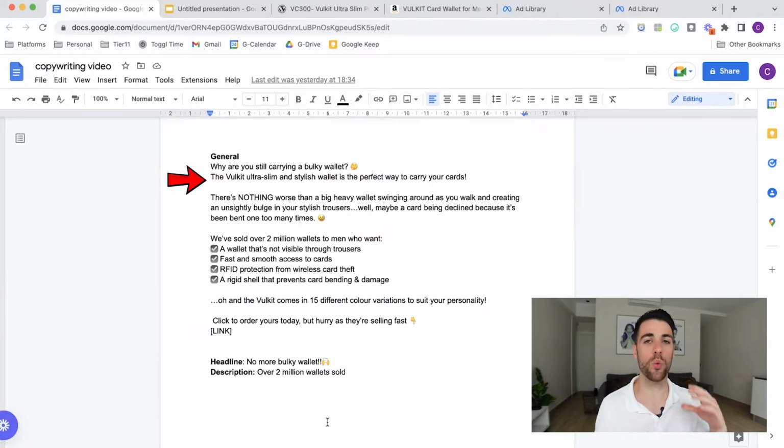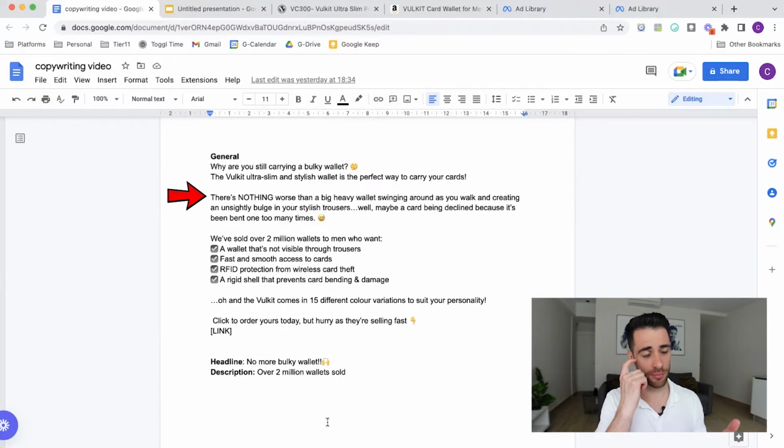So there's the what. What are we selling? Well, the brand name, Vulkit Ultra Slim and Stylish Wallet, and a little bit about what it does is the perfect wallet. It's the perfect way to carry your cards, okay? And then perfect, positive language. And then the why, so there's nothing worse than a big heavy wallet swinging around as you walk and creating an unsightly bulge in your stylish trousers. Well, maybe a card being declined because it's been bent one too many times.